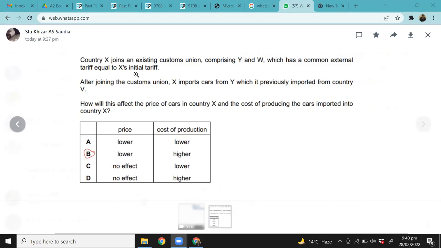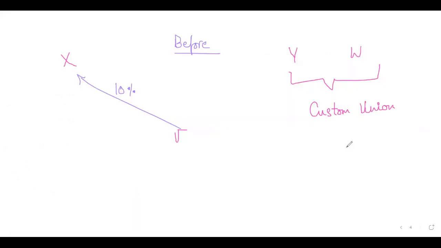Country X joins an existing customs union comprising Y and W, which has a common external tariff equal to X initial tariff, which means what? That X also had a tariff imposed. So the customs union was imposing a tariff of 10% on all the non-member countries outside these two. They had a common external tariff of 10%, and X also had a 10% tariff on goods imported from outside X. Easy? Is that making sense?